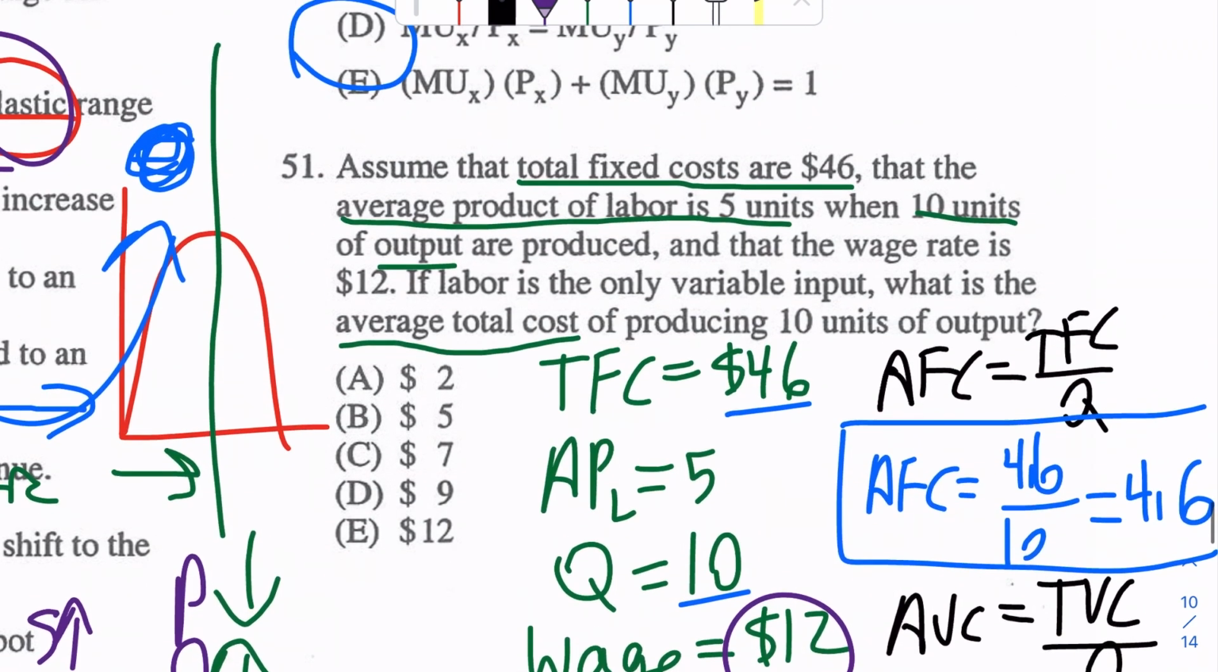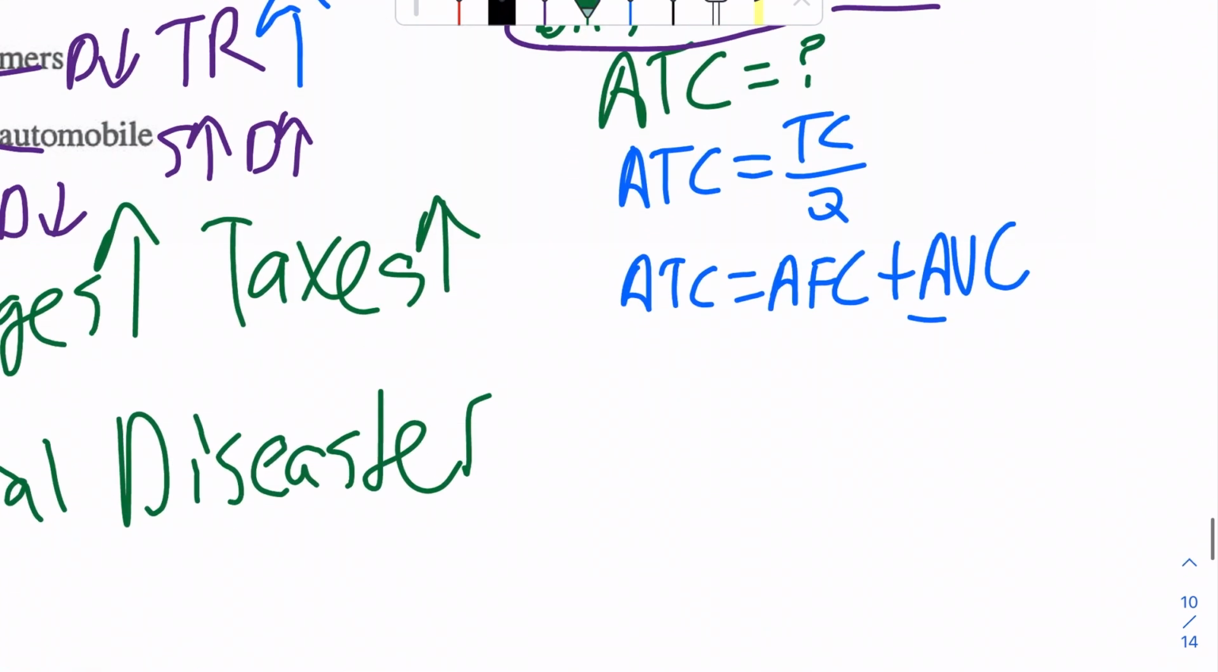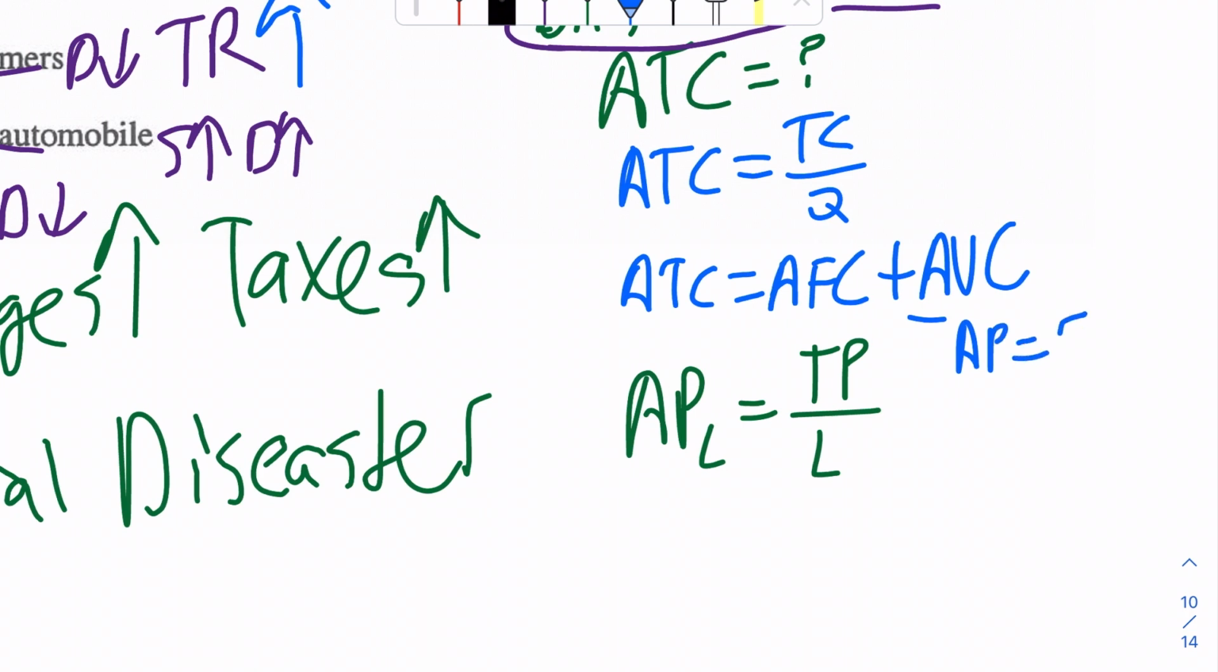But let's read the question again. The average product of labor is 5. That means your average labor is doing 5 units of output. This does not tell you how many people you hire. So what is the average product of labor? It's your total product divided by your labor. Since they told us your average product is 5, and we know your total product is 10, and I'm getting 10 because that's my quantity, right? Quantity is your total product. That's how much total stuff you're making.